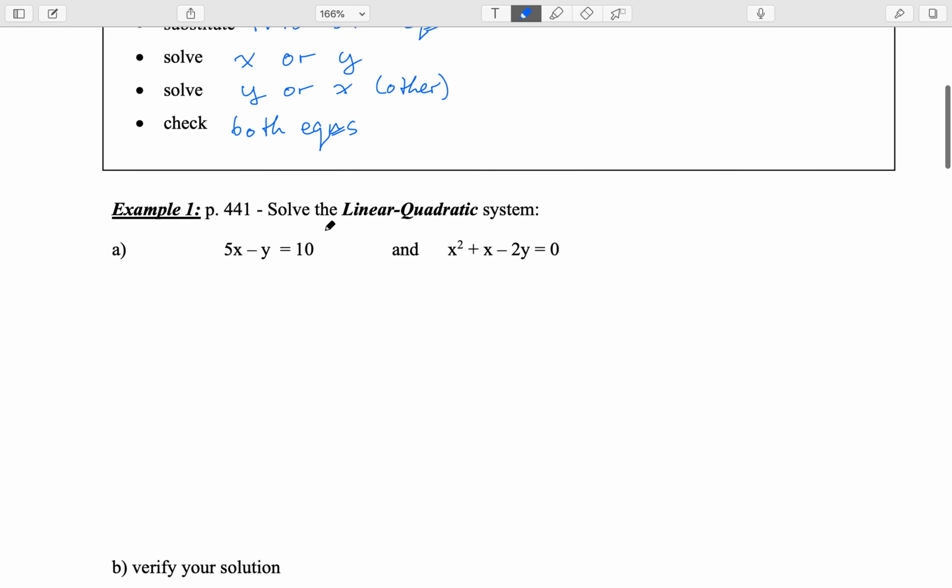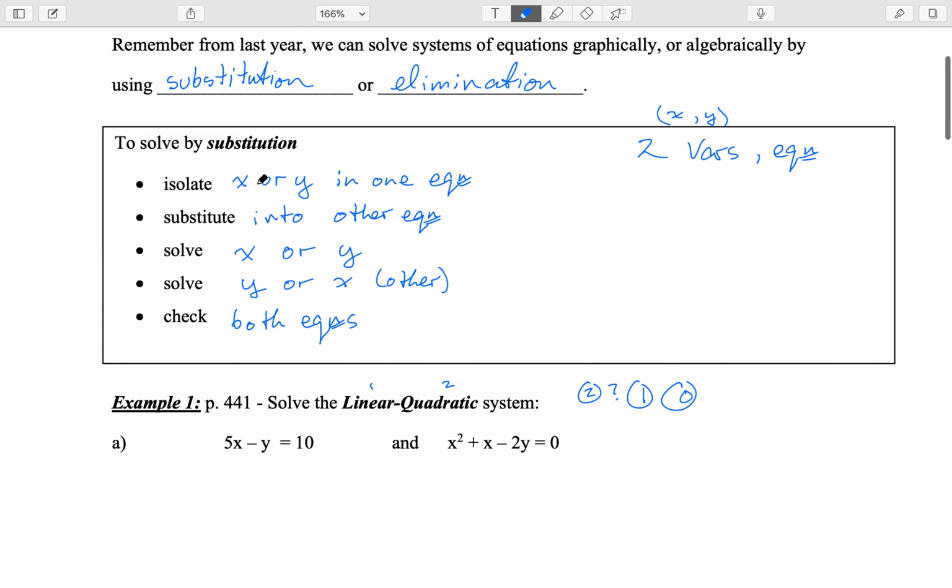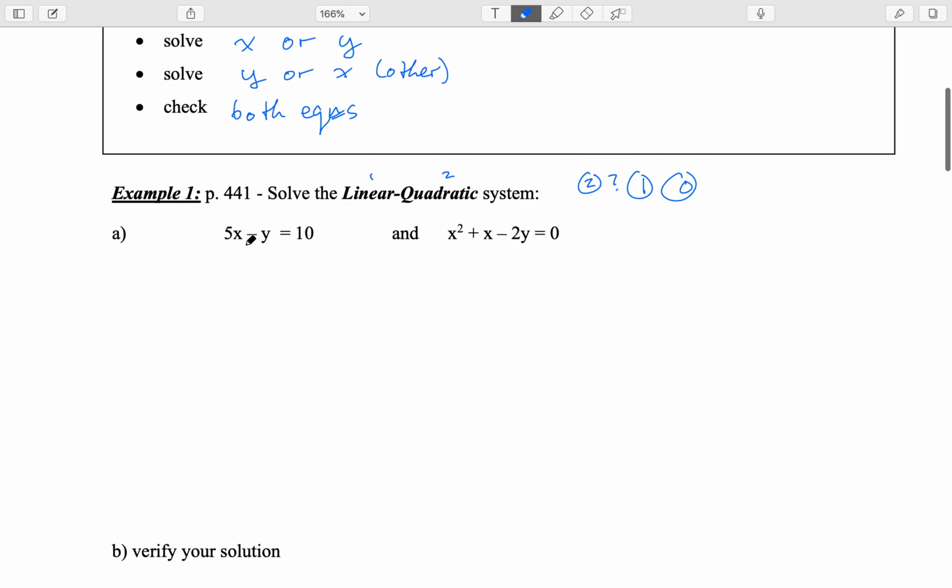Okay, so let's go back to what we started with, a linear quadratic system. Remember, 1 times 2, we could get up to 2 solutions. 2 or maybe 1 or maybe 0, right? It is possible. So my first step is I isolate either x or y. Well, we can either solve for y equals or x equals. I could do it over here, I could solve for x. No, that's more complicated. Go for the easier one.